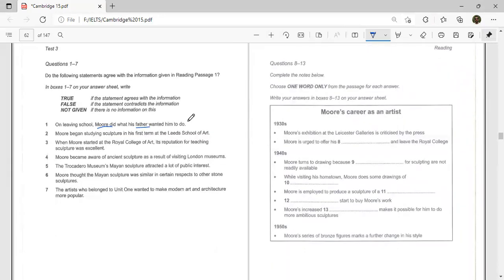Murray began studying sculpture in his first term at the Leeds School of Art. Sculpture, keyword is sculpture and Leeds School of Art.